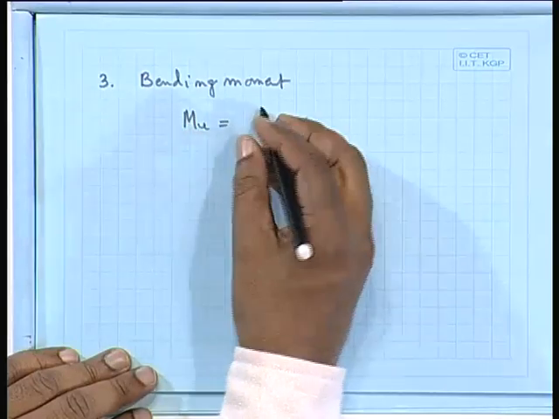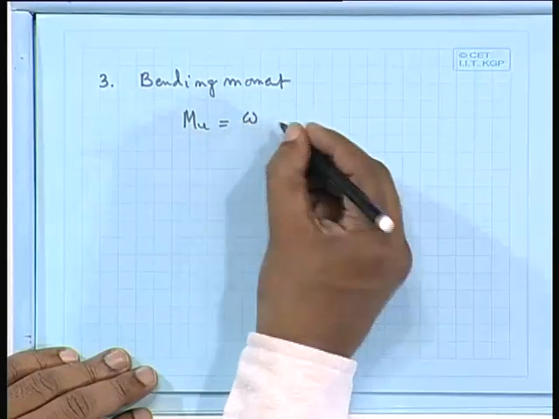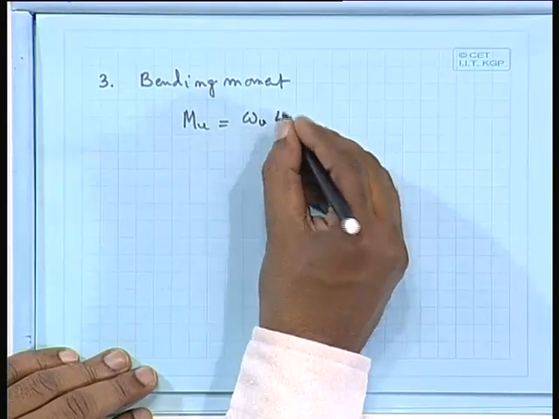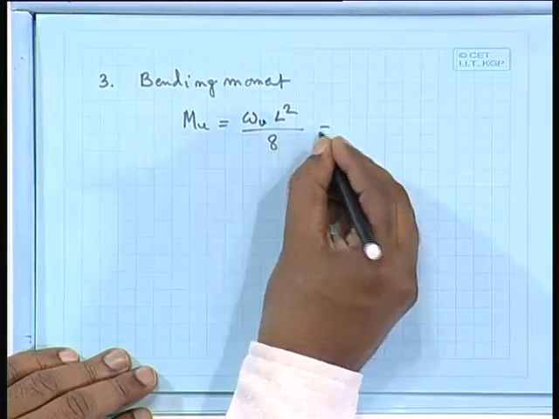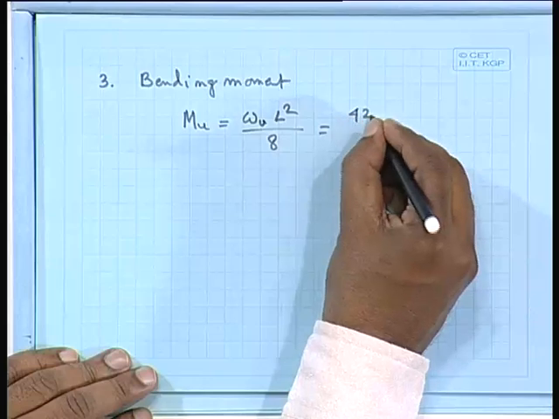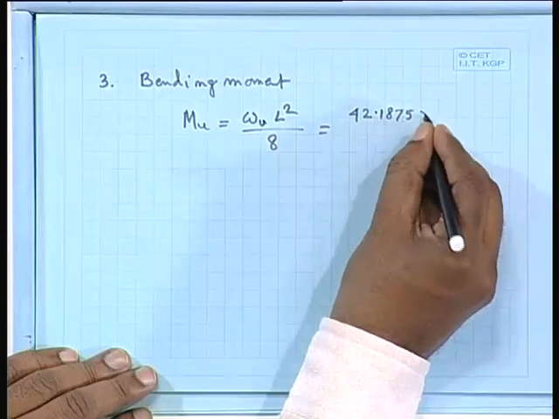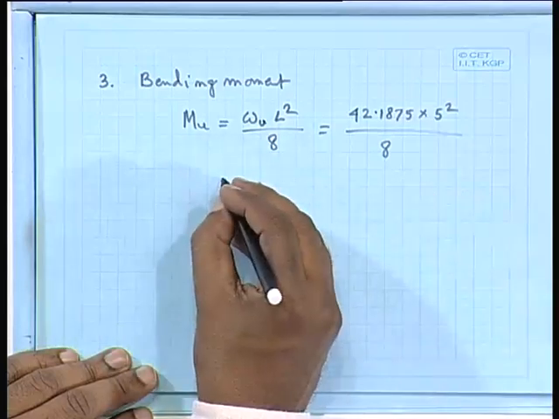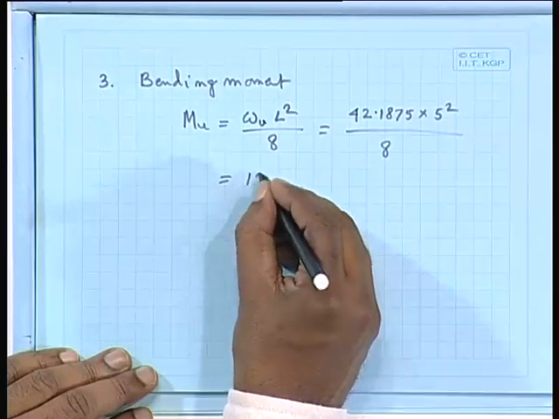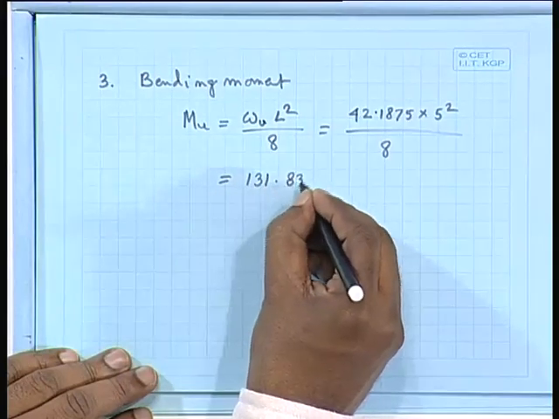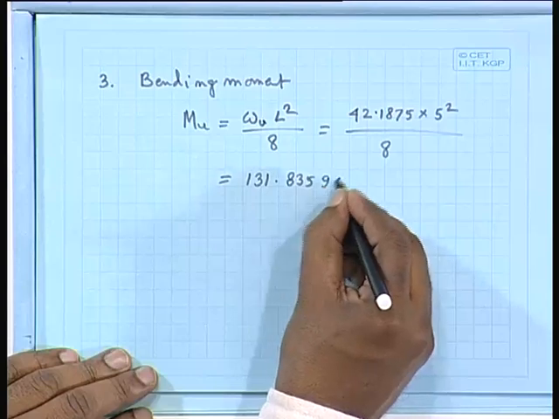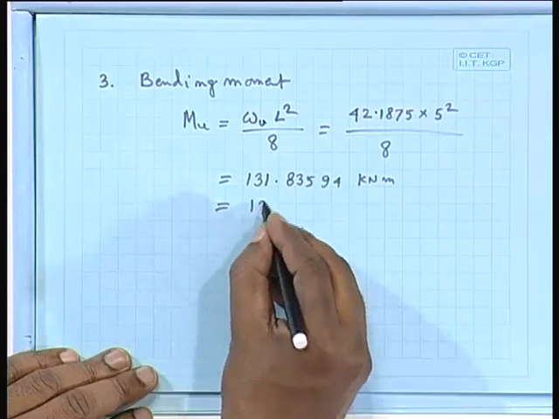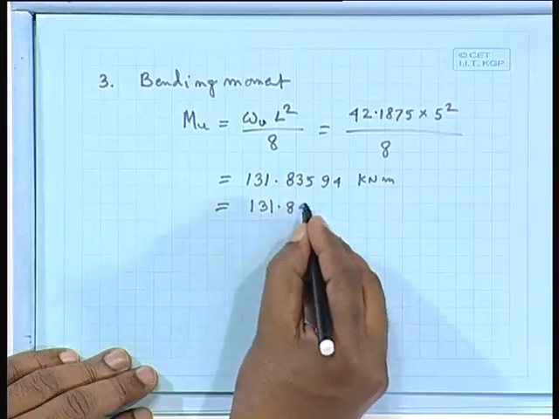Mu equal to Wu say ultimate times L square by 8. So 42.1875 times 5 square divided by 8 equal to 131.83594 kilonewton meter. We can take it as 131.84 kilonewton meter.